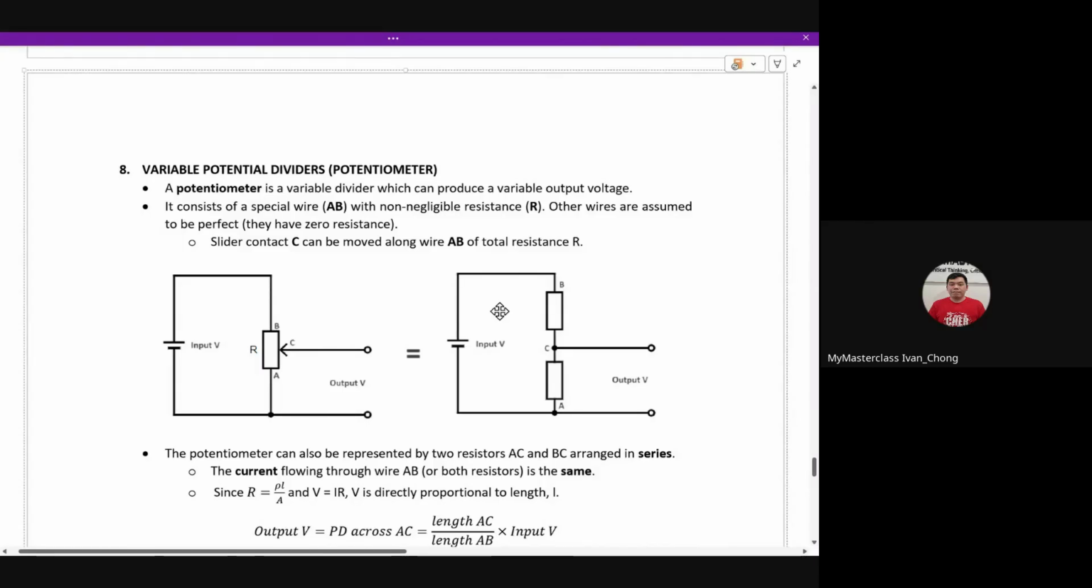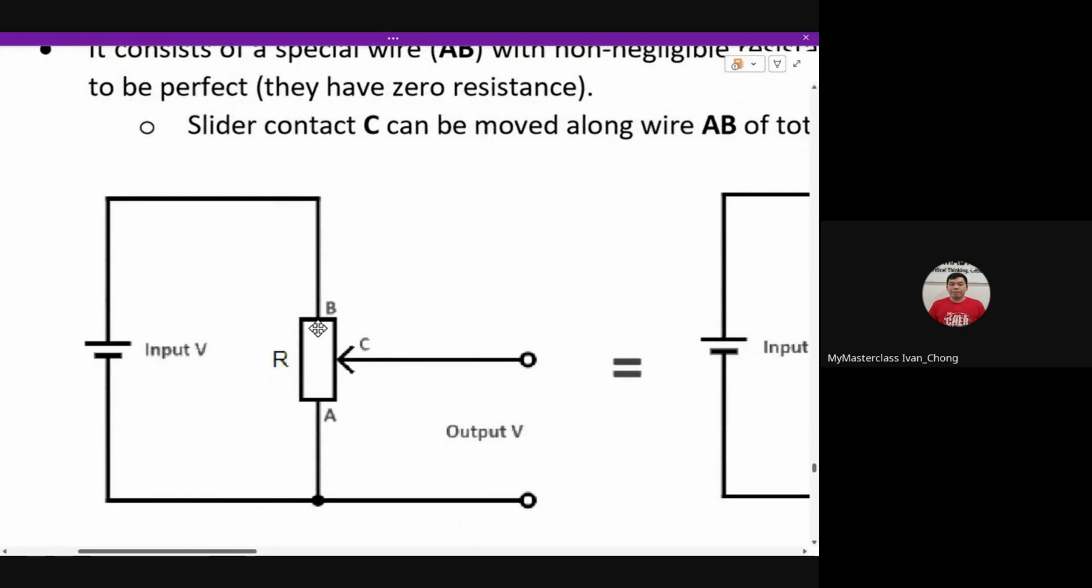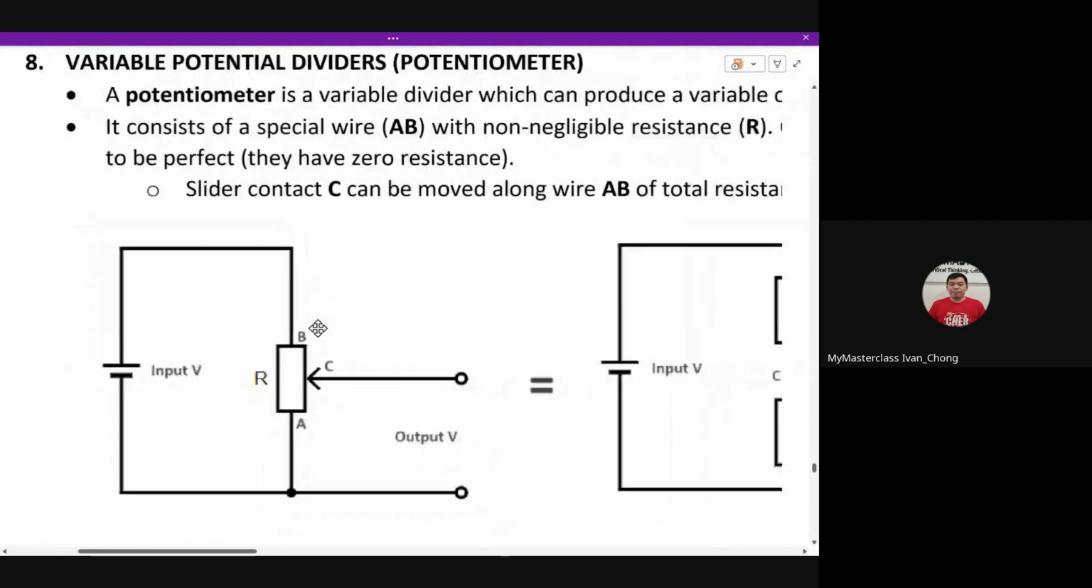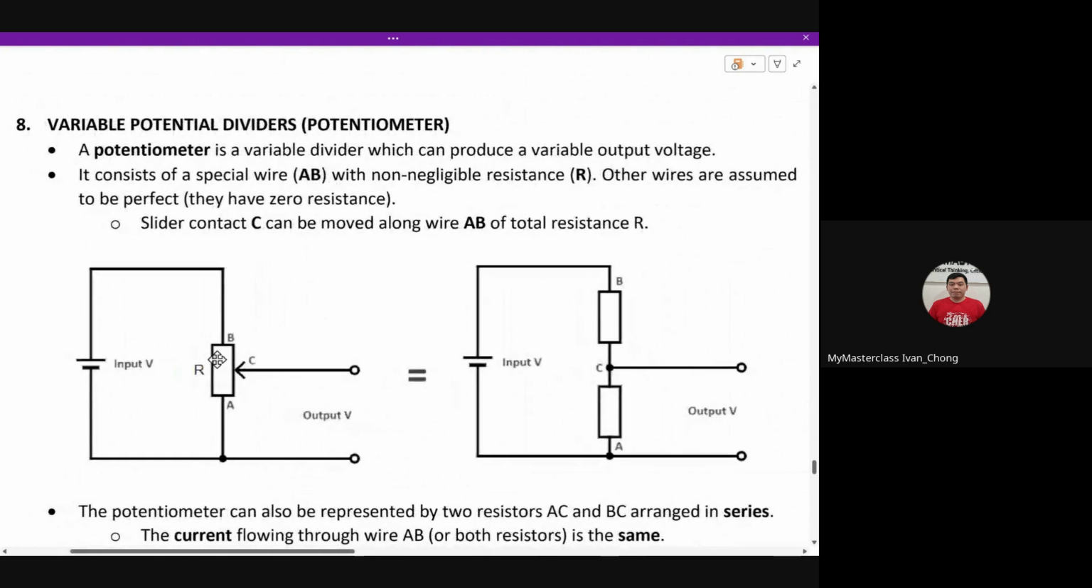Next, we're going to talk about a potentiometer itself. More specifically, it's called a variable divider. Your variable divider, or your potentiometer, this resistance you see here, is actually just a very, very long piece of metal. This metal wire actually has significant resistance, so we don't assume that this wire is zero resistance. We assume that it has a certain value.